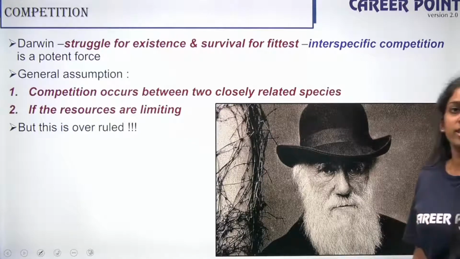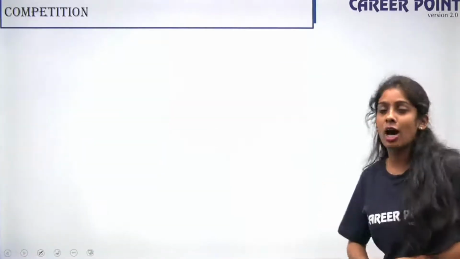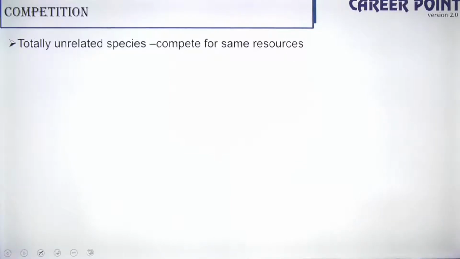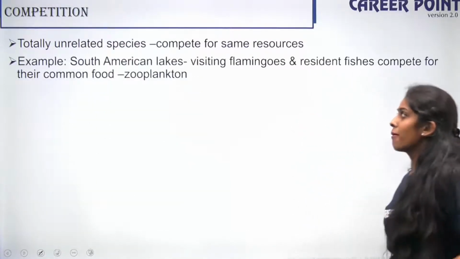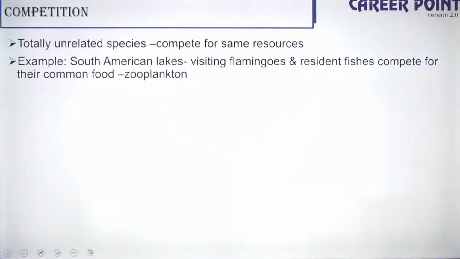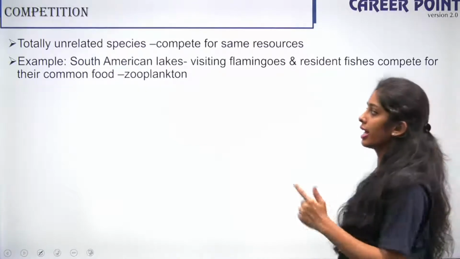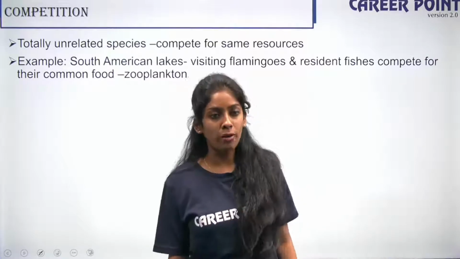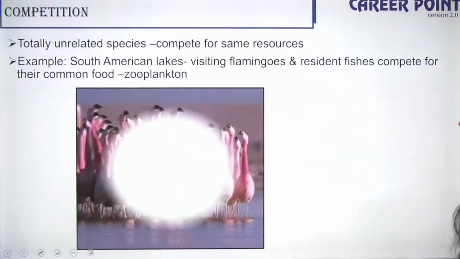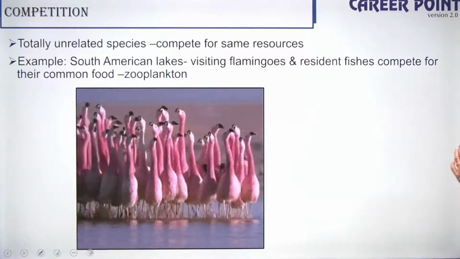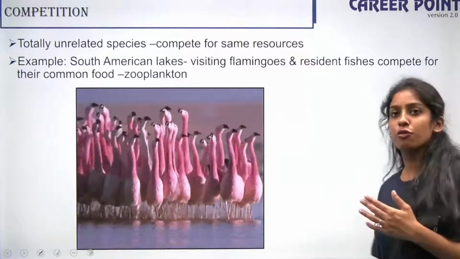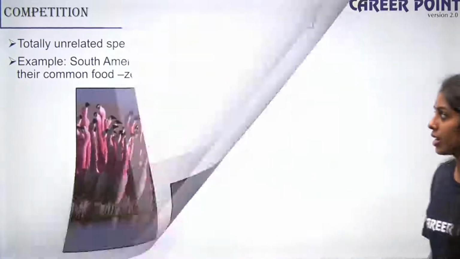So these two assumptions were overruled. Let's see how. Even competition can occur between two totally unrelated species. They can compete for the same type of resources. One example is flamingos and fishes in the South American lakes. Both of them compete for the common food, zooplankton. These are your flamingos. They feed on the zooplankton present inside the lake, and the fishes also feed on the zooplankton, right?